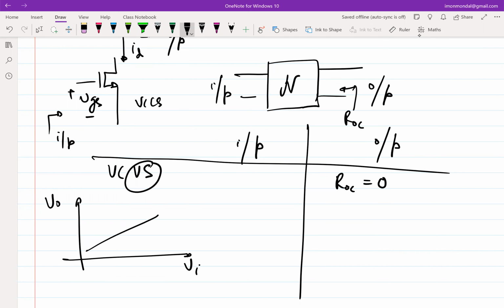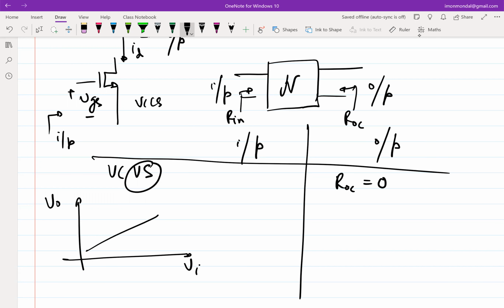Conditions for correct load. Similarly, if it's supposed to be voltage controlled at the input side, what do you expect the input impedance Rin to be for this particular network? Ideally it should be infinity, right?